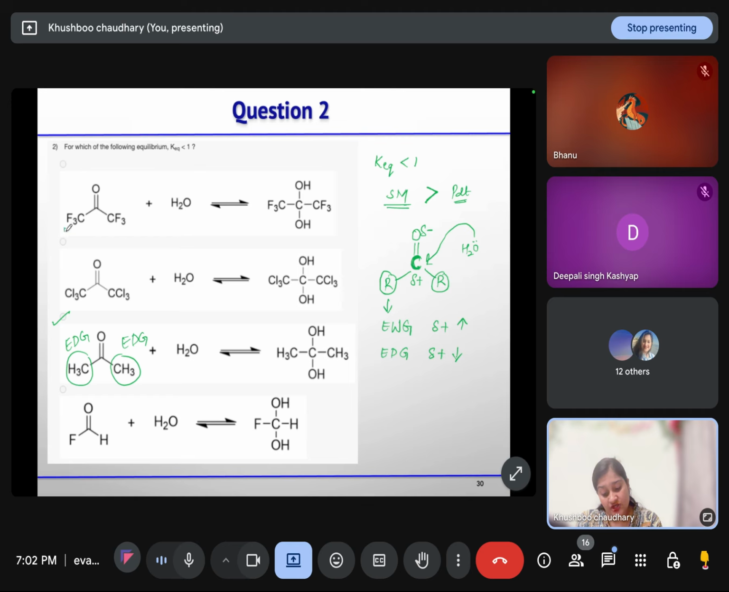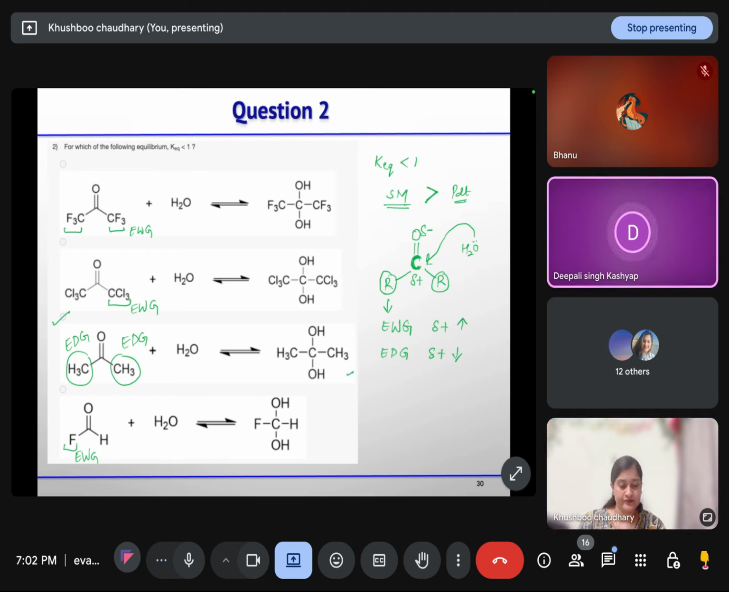In other cases, your CF3 is electron withdrawing, CCl3 is also electron withdrawing. In case of this aldehyde, fluorine is electron withdrawing. So in these cases, attack of water is more feasible than that of option C, or acetone. Clear? Yes, ma'am. Clear. Okay.